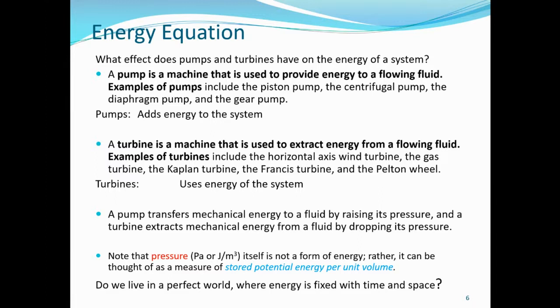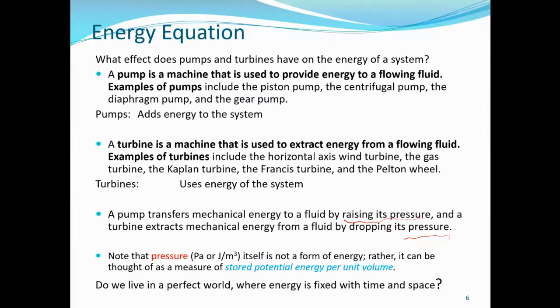This I mentioned. It raises its pressure. And a turbine extracts mechanical energy from a fluid by dropping its pressure. So you can see a pump raises the pressure of moving fluid, while a turbine extracts mechanical energy from a fluid, thereby dropping its pressure. Remember, the Bernoulli equation is simply a statement of the conservation of the mechanical energy of the flowing fluid. So when you extract mechanical energy, basically you are reducing the pressure. Because you can express the Bernoulli equation in pressure form: the static pressure plus the dynamic pressure plus the hydrostatic pressure.